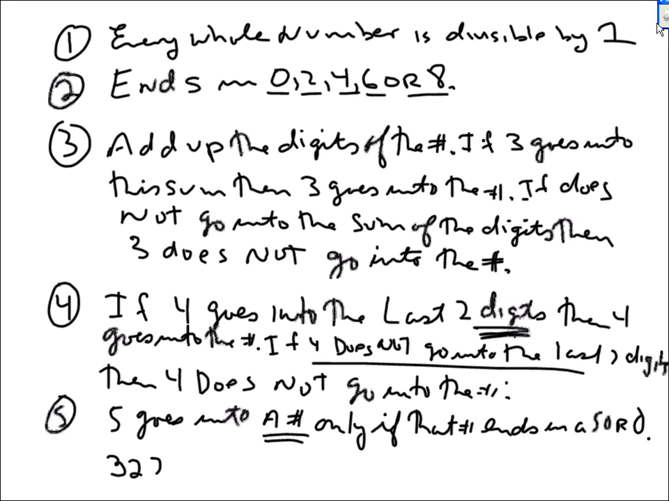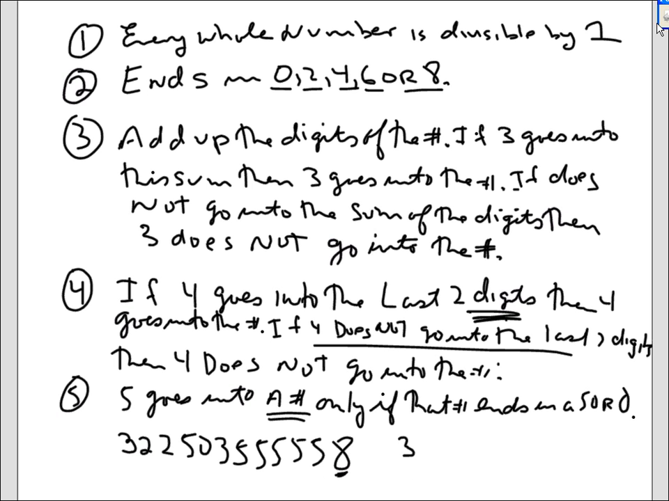Does 5 go into this number? The answer is no, because the last digit is not a 5 or a 0. Does 5 go into this number? The answer is yes, because the last digit is a 0 or a 5. This has to be one of those digits, and it is. It's a 0. So 5 goes into that number.